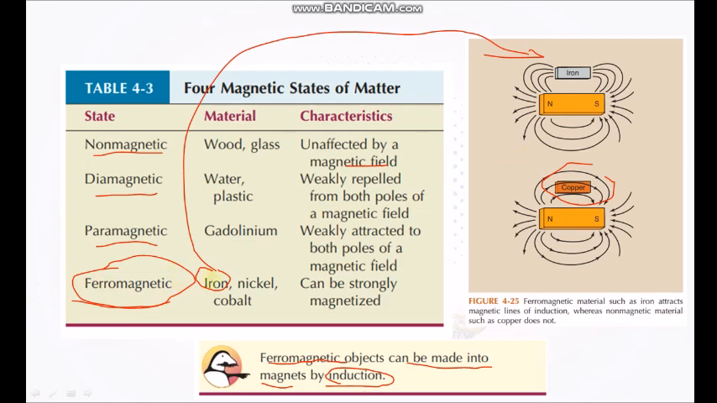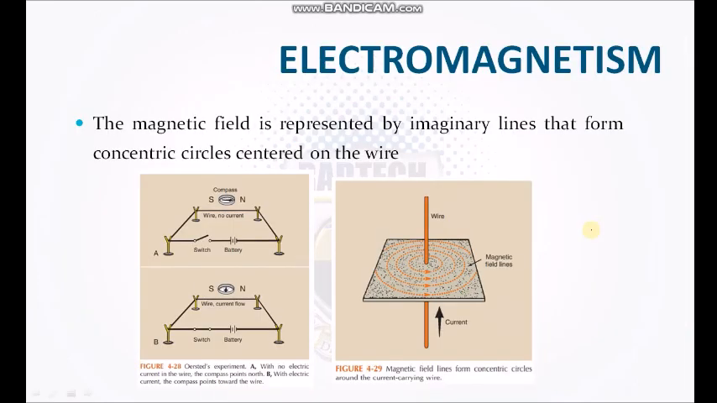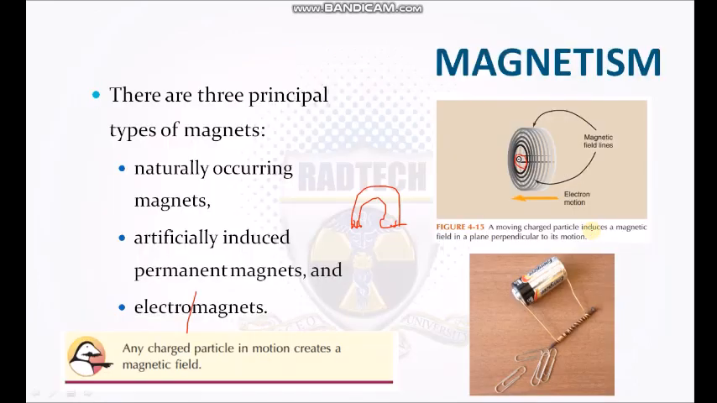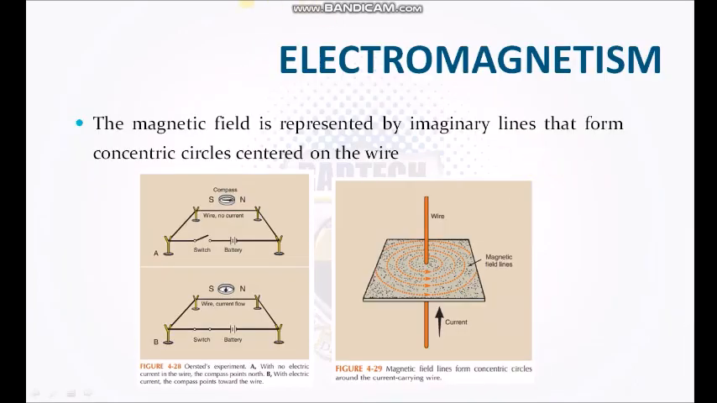Okay. So again, for the ferromagnetic material, you have iron here, it attracts the magnetic field lines. And then you have copper, a non-magnetic material, it is unaffected. It does not affect the magnetic field lines of the magnet. Okay, so the magnetic field is represented by imaginary lines that form concentric circles centered on the wire. For example, the electron from earlier. You have the electron, and the magnetic field is represented in circular form.